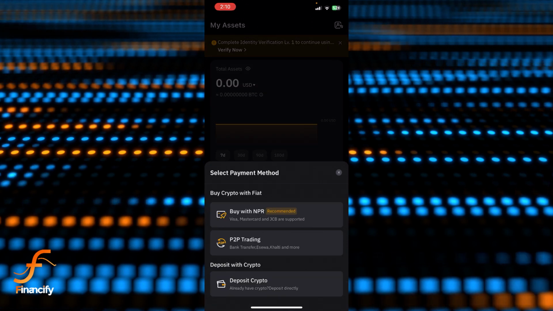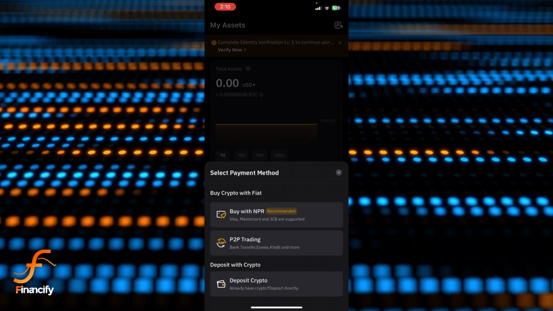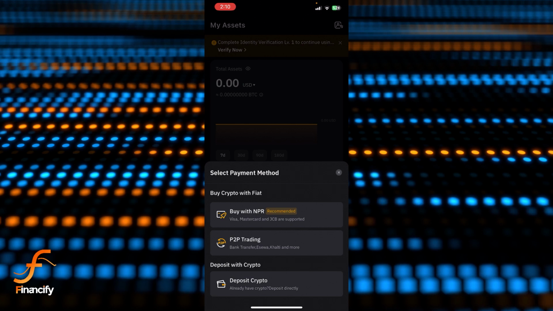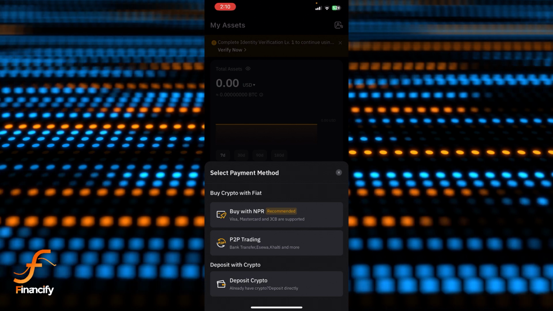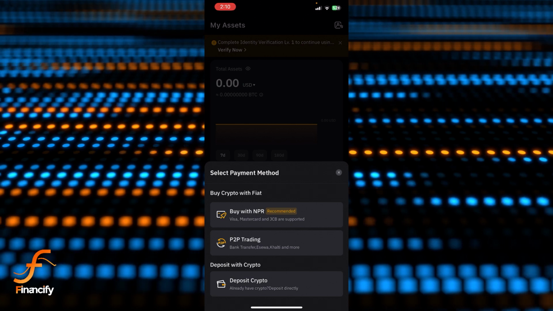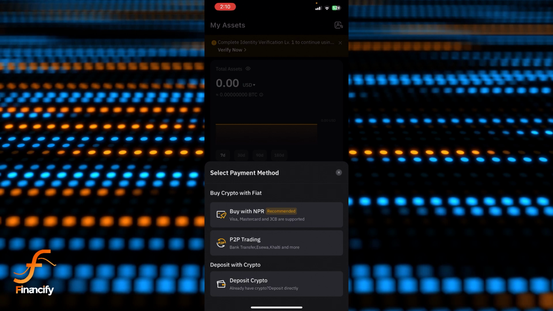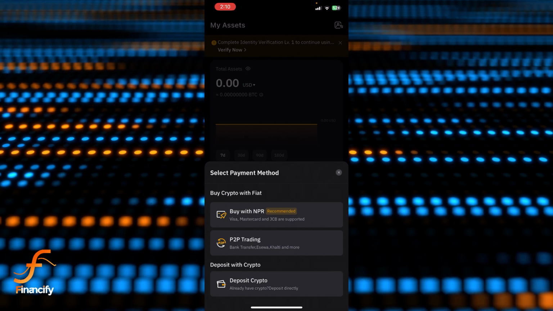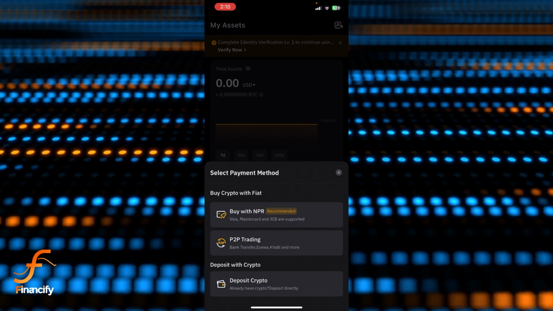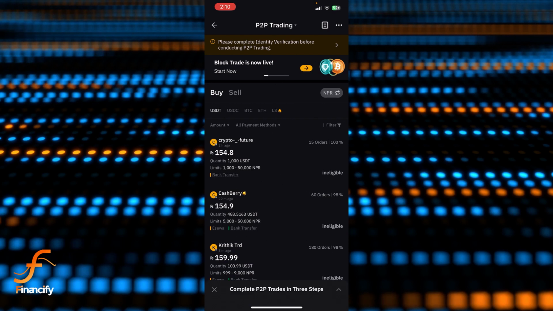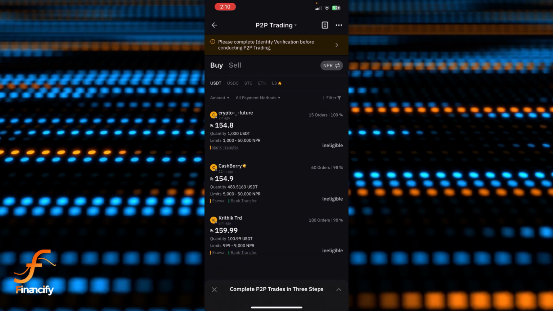So now you can see there are three options in here: buy with NPR, P2P trading, and the last one is deposit crypto. The most convenient and simple way is by tapping on the P2P trading. So let's select the P2P trading, and now you can see there are three sellers available in here.